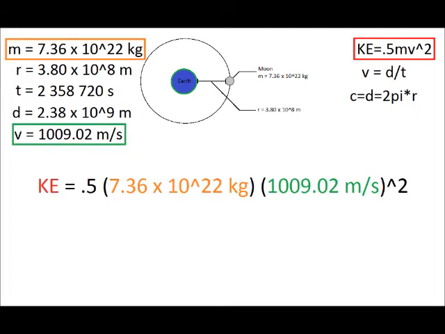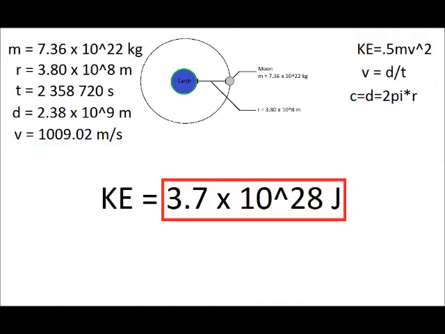So E sub k equals mass, 7.36 times 10 to the 22nd kilograms, times velocity, which is 1,009.02 meters per second, all that squared over 2. And the grand total is 3.7 times 10 to the 28th joules.